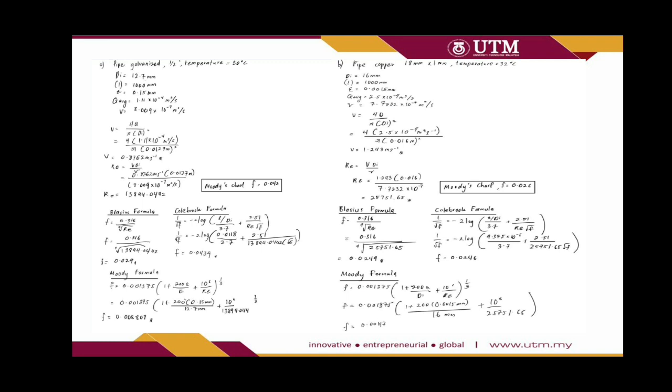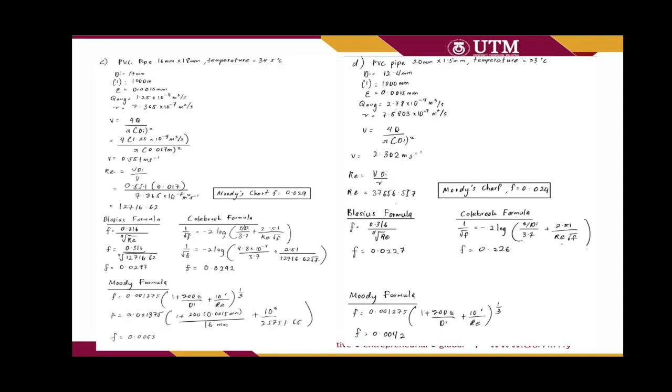By using that formula, we get F equal to 0.005807. And for the copper pipe, V we get 1.243 meter per second, and the RE we get 25751.65. By using the Moody chart, F is equal to 0.026. By the Blasius formula, F is 0.0249, and by the Colebrook formula, F is 0.0246. By the Moody formula, F is 0.0047.